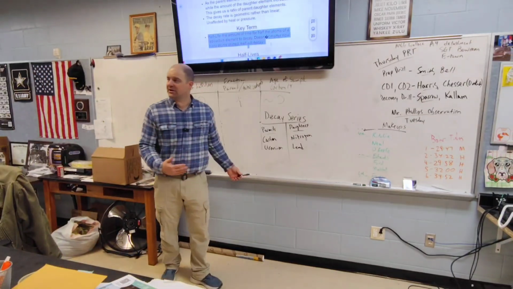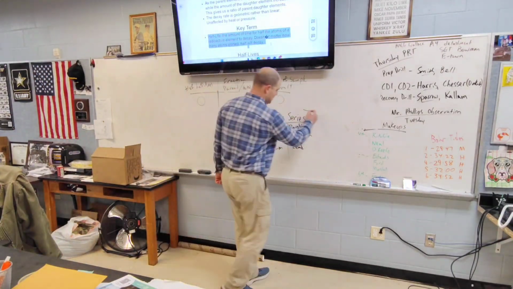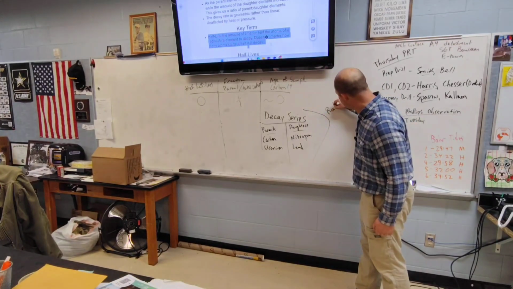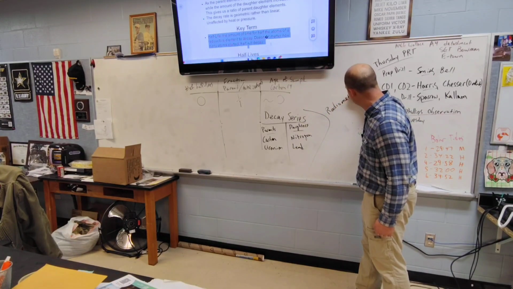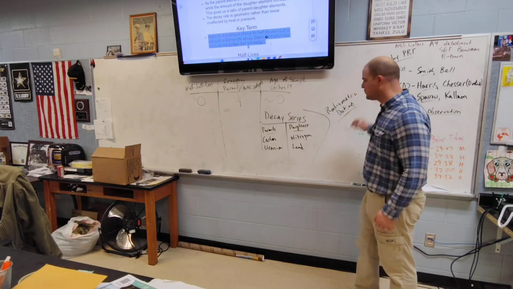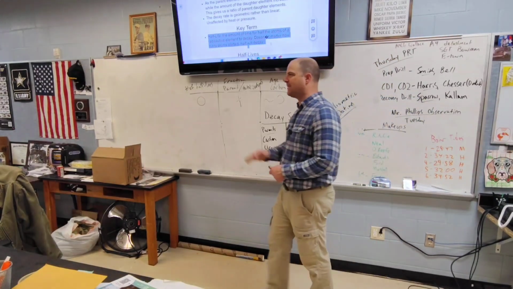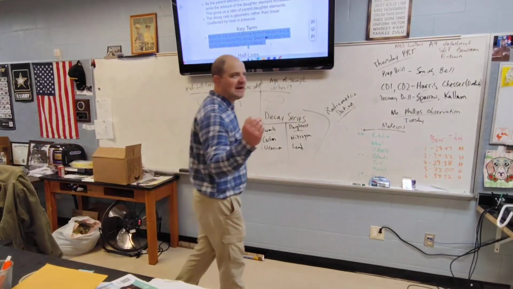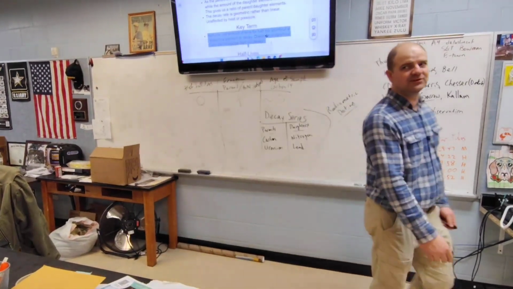Guys, the generic term for all of this is radiometric dating. And we use radiometric dating to find absolute dates. We use it to put a number on how old something is.